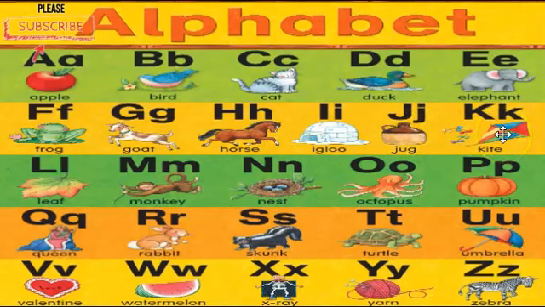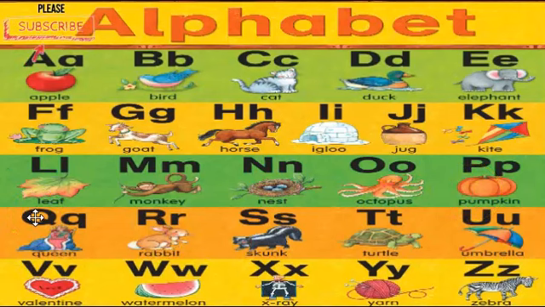K. K is for kite. L. L is for leaf. M. M is for monkey. N. N is for nest. O. O is for octopus. P. P is for pumpkin.